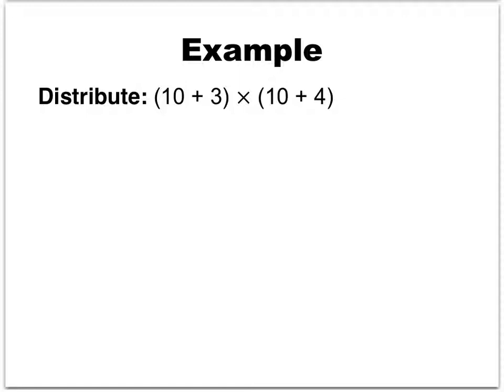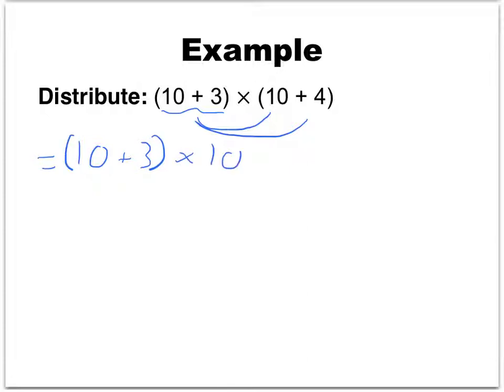And so here's what we're going to do. We're going to treat this as like one big expression. We're going to distribute that to the 10, and then we're going to distribute that to the 4. And so we're going to have this first expression, 10 plus 3, times 10, and then plus that first expression, 10 plus 3 times 4. So there we have distributed.